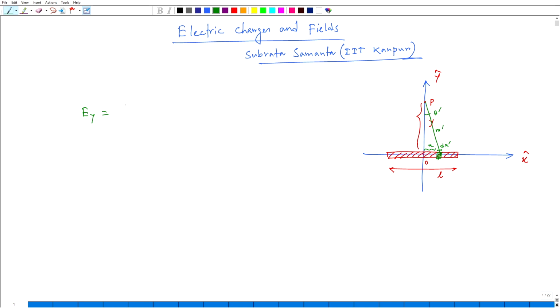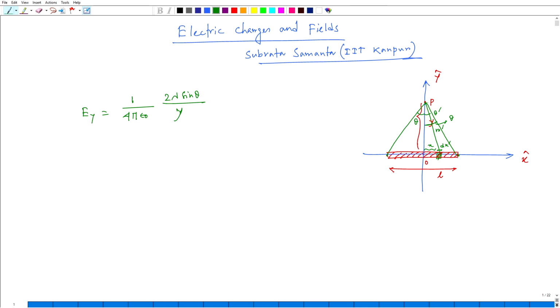E y is 1 over 4 pi epsilon naught times 2 lambda sin theta over y. Theta is the angle that the end point of the rod makes at the point P. Due to the symmetry of the rod, the left hand end point of the rod also makes an angle theta, because we put the center of the rod at the origin.